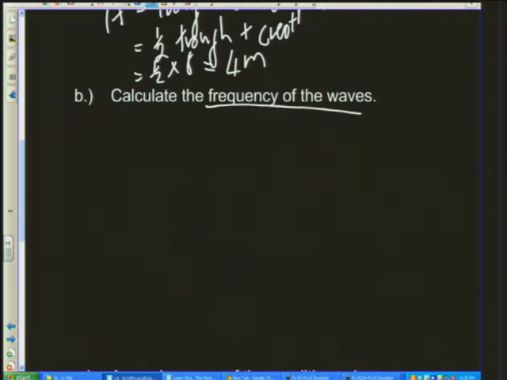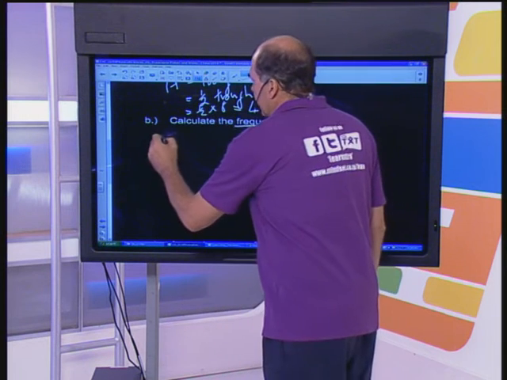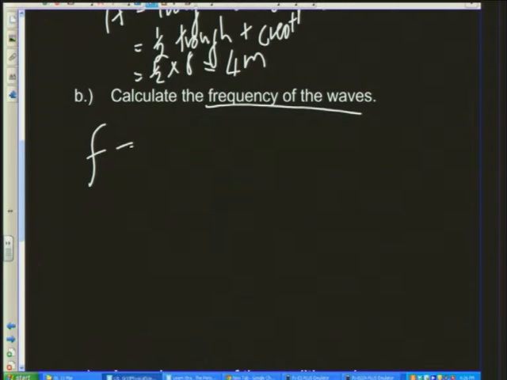Calculate the frequency of the waves. Now, guys, frequency. We need to define frequency. I say that frequency is the number of cycles or complete wavelengths divided by time.